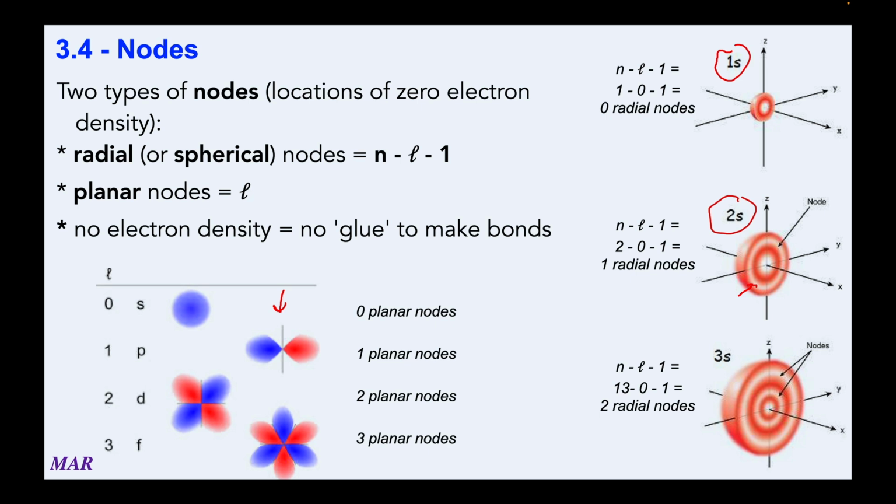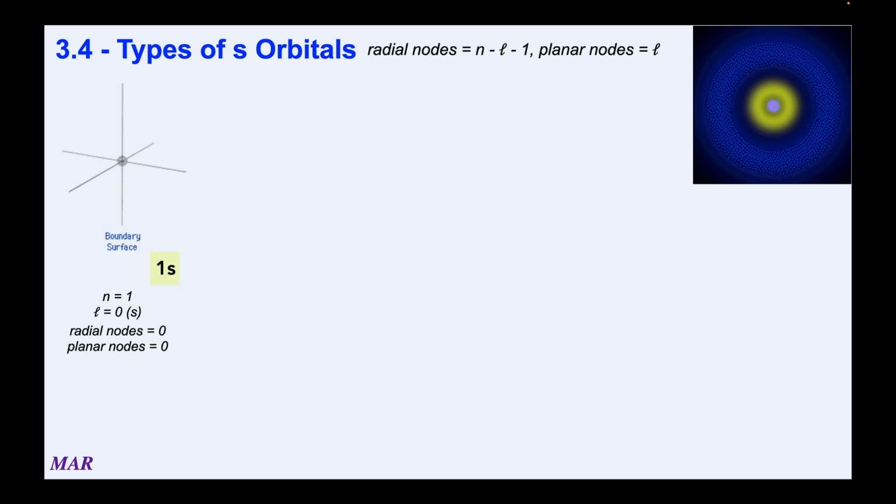Likewise, D means L equals 2, so you'll have two sheets of glass kind of separating those parts out. L equals 3, 3 planar nodes, etc. like that. So again, nodes are just important because there's no electron density to make bonds. That can be important when you get to certain types of concepts when making molecules. Let's just go through some examples of types of orbitals. We'll look at some s orbitals.